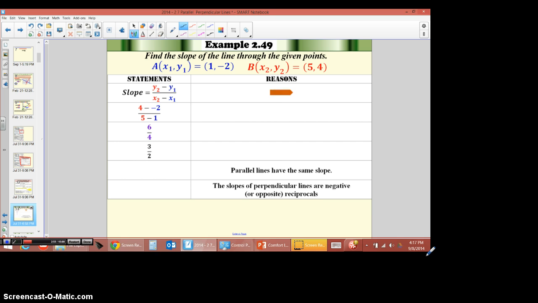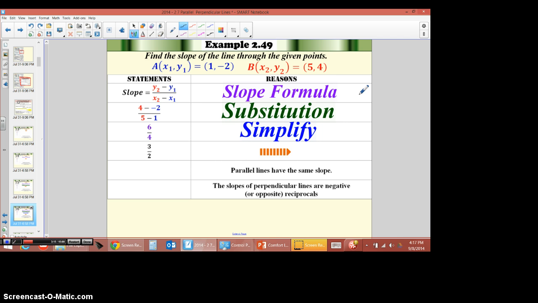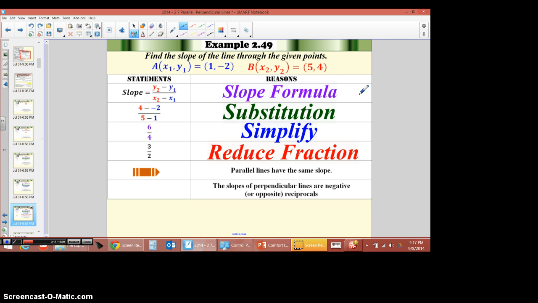All right. Find the slope of the line through the given points. Now this one's told us that x1, y1, and x2, y2 are being chosen for us. Our first reason for this is because it's the slope formula. Now we substitute our points, we carry out the algebra, or simplify, and we reduce the fraction. Now, this is the slope given to us.